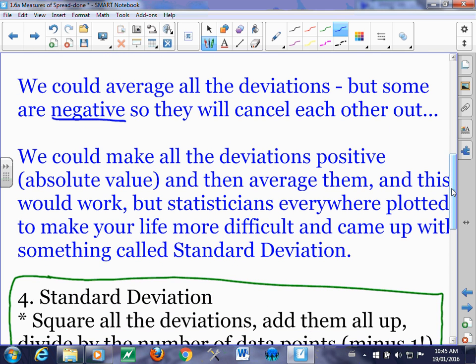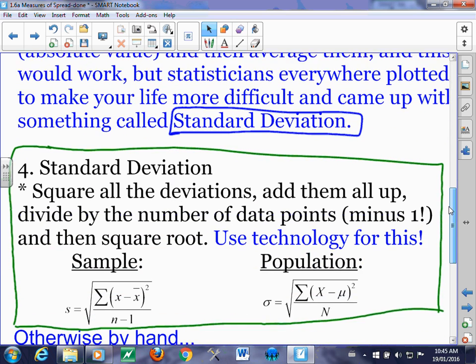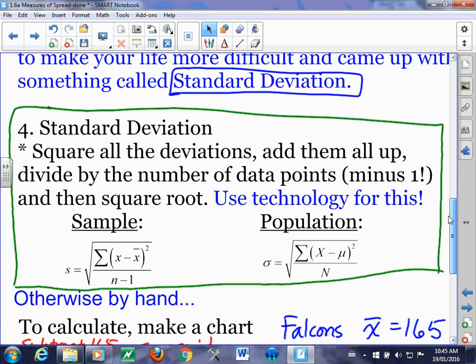So we could use the deviations with absolute values and then average them, but statistically, they'd make your life more difficult, and they would come up with something called standard deviation. This is probably the most popular measure of spread. And this is what I actually want you to write down right here, in this box.